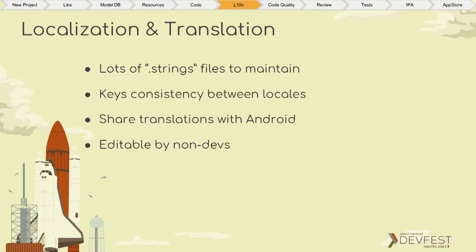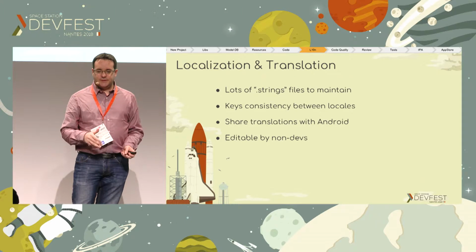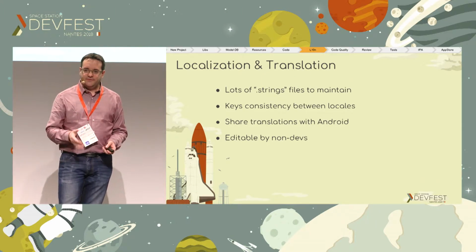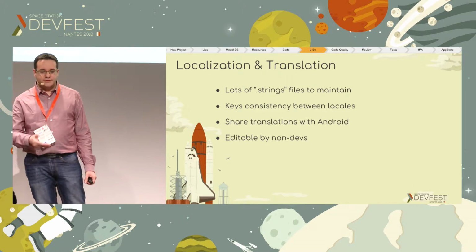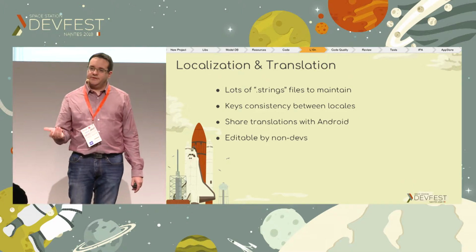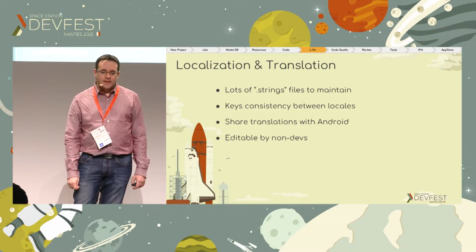And once again, we want to share the translations with Android, because we don't want to translate the app twice. So it's also important to have a common source of truth between Android and iOS in terms of translations, and then to have all those strings files, both for Android and iOS, generated.